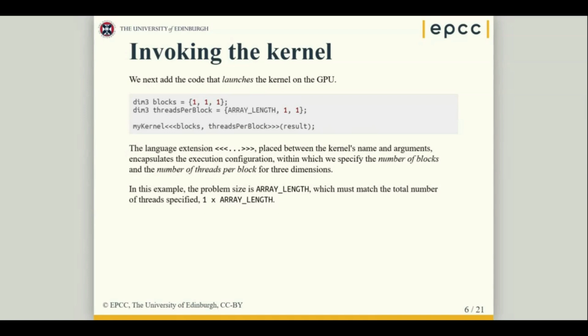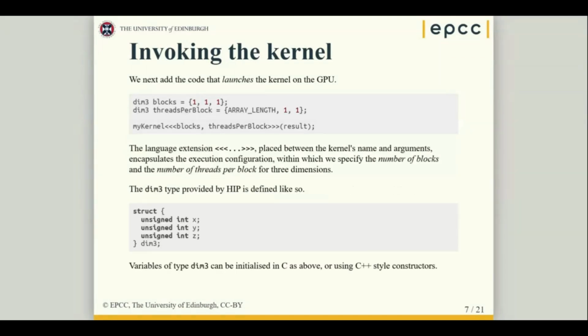So for this problem size, the array length, which must match the total number of threads, is 1 times the array length that's being used in threads per block. And we only have 1 block. This is the type for the structure. It's called dim3, which is 3 unsigned integers, and the HIP library provides this definition for you.